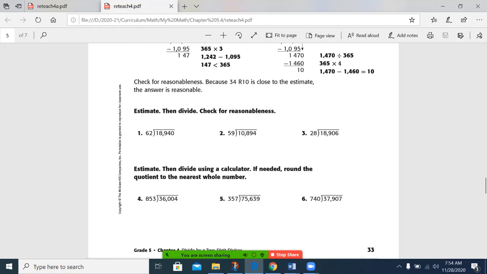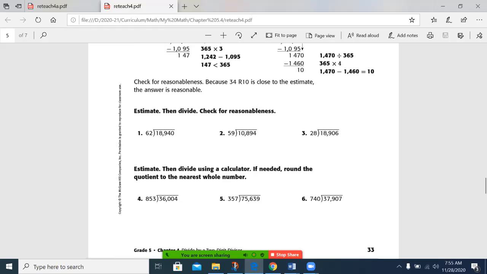I would like you to try each of these problems. I'm going to do one up here, and probably one down here. It says then divide using a calculator, round the quotient to the nearest whole number. Go ahead, you'll be allowed to do that in this instance. But normally I would rather you not try to go that route. So let's start up here.